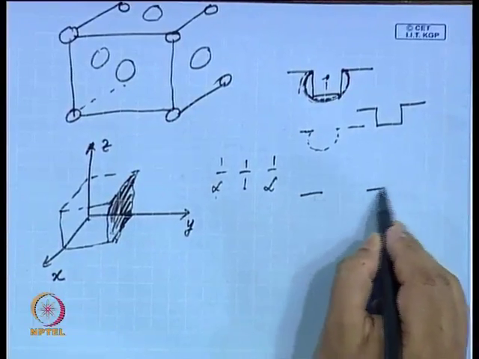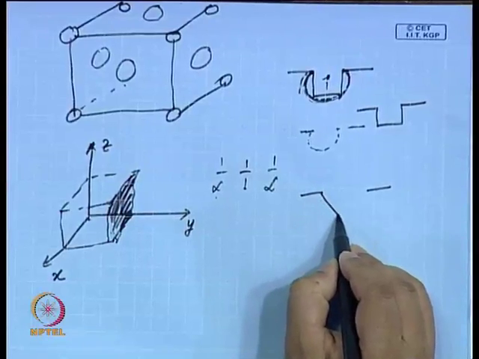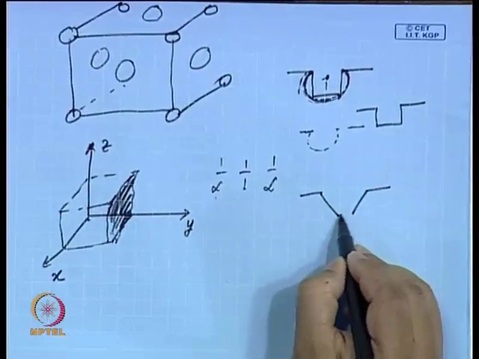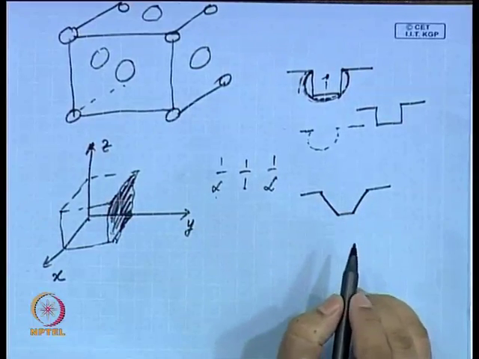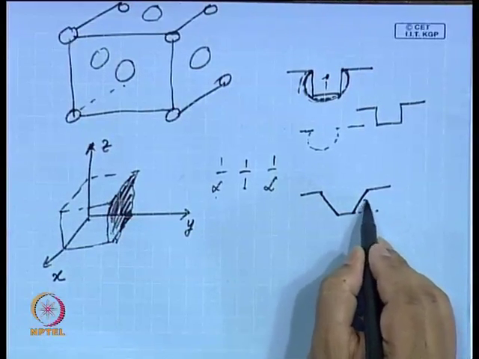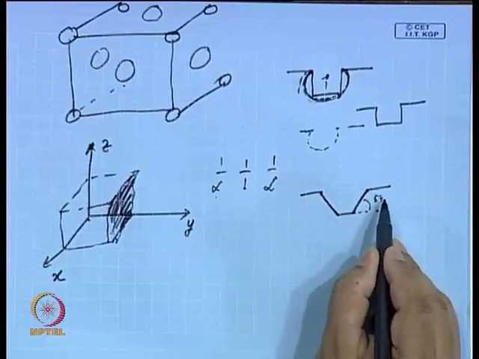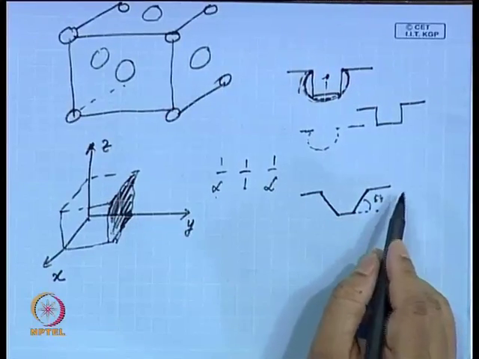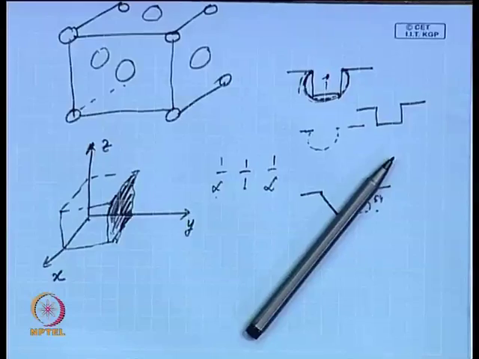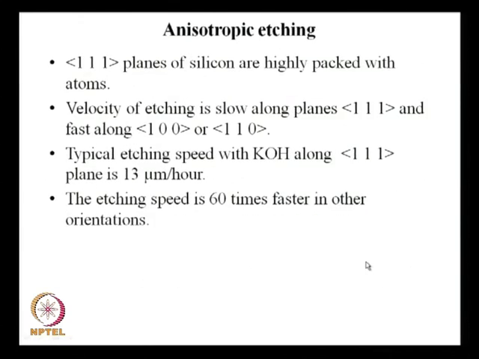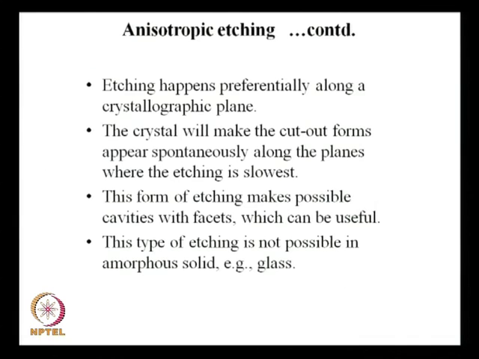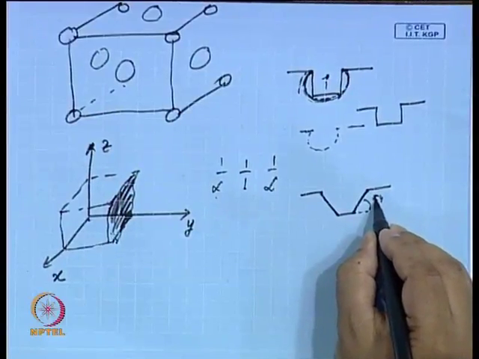if somebody wants to see, this is 1 1 1 plane, this is 1 1 1 plane, this plane is 1 1 1 plane, this plane is 1 1 1 plane, all right, and these make an angle of 54 degree that we already pointed out, right. You remember in the previous slide, the highest density planes form an angle of 54.74 degree to the 100 plane. So, this is the angle, this is that angle.